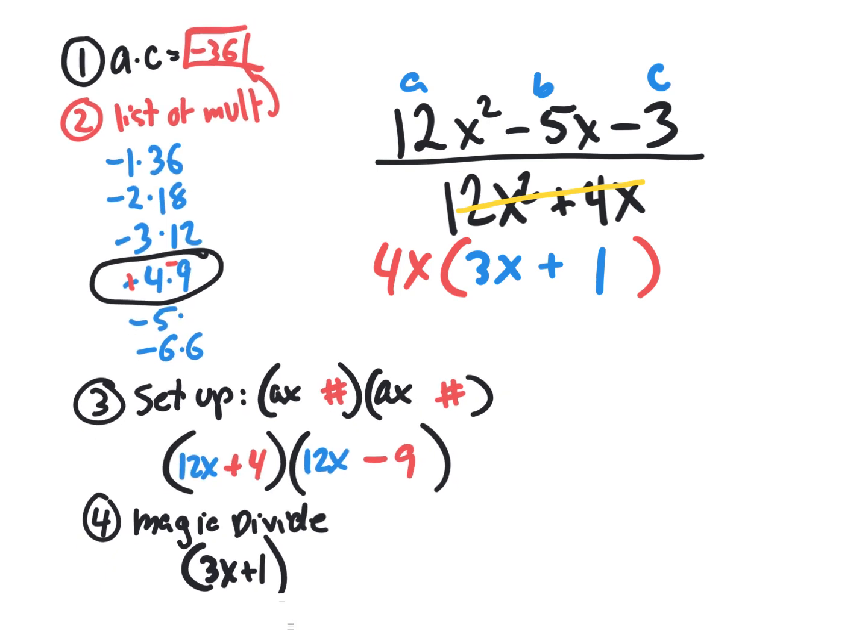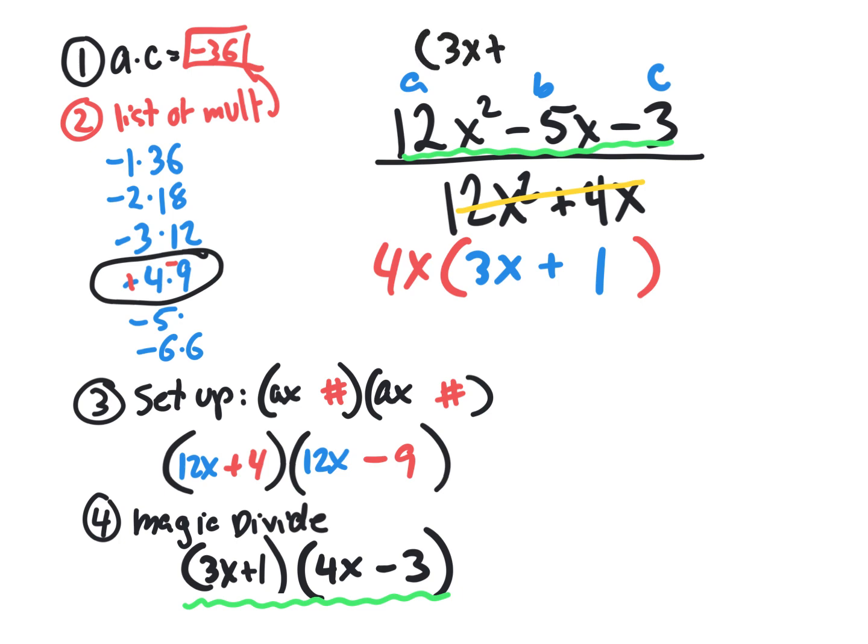Okay, now, how about the other binomial? What could I divide by? 3. And if I divide both of them by 3, what do I get? 4x minus 3. And believe it or not, this is your factored form of the above. Okay? So I'm going to rewrite that top one as 3x plus 1 times 4x minus 3.